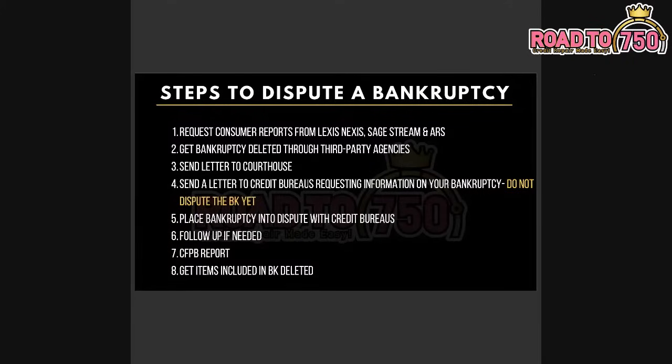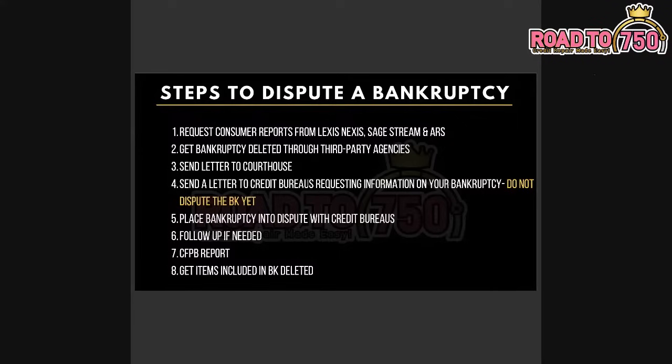All right, so I'm just gonna run through this list again. This first page is just a brief overview of the process that you're going to take to get your bankruptcy deleted. That's requesting your consumer reports from LexisNexis, SageStream, and ARS, getting your bankruptcy deleted from those third-party agencies, sending a letter to the courthouse so that you can eliminate that. Send a letter to the credit bureaus requesting information on your bankruptcy, meaning that you are not disputing your bankruptcy in step 4. And again, I will go over the details of this in just a second.